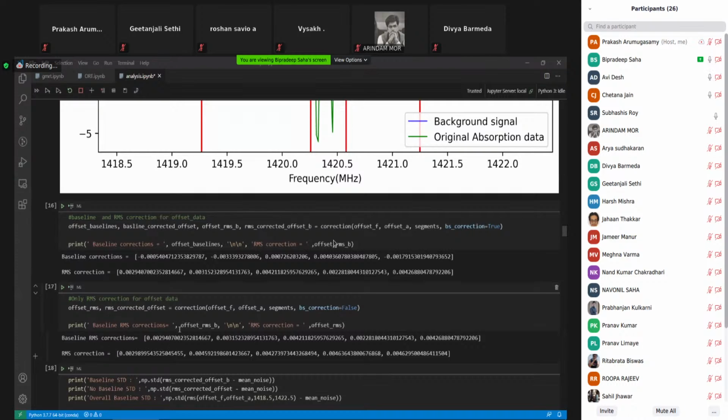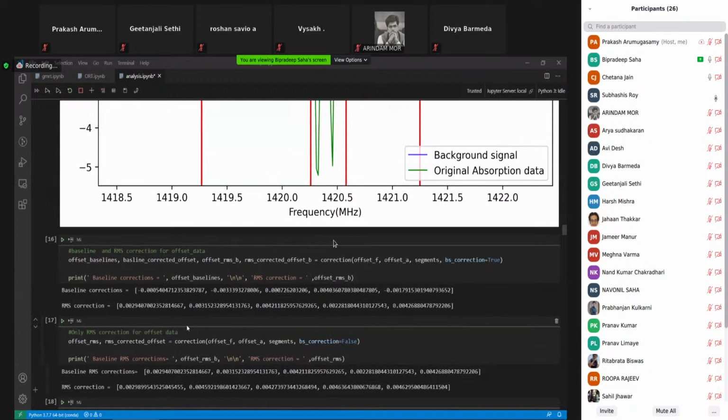Okay. So, in fact, one way to look at it would be, if you go to the emission spectrum, just go there once.